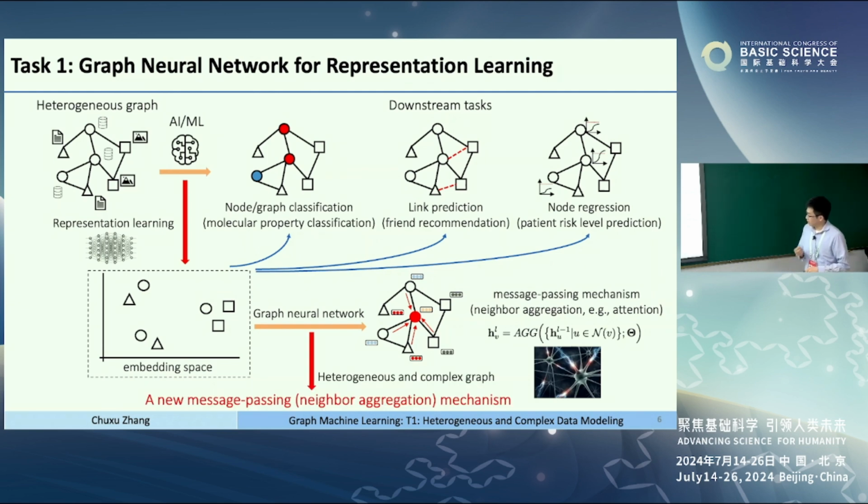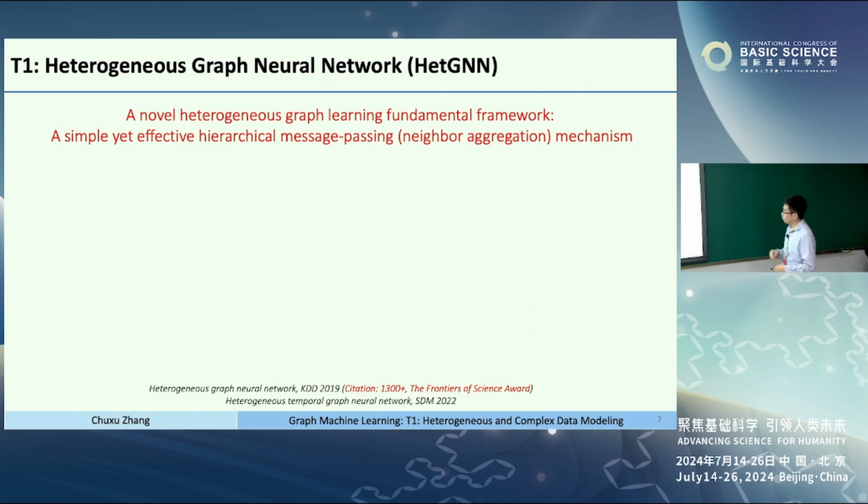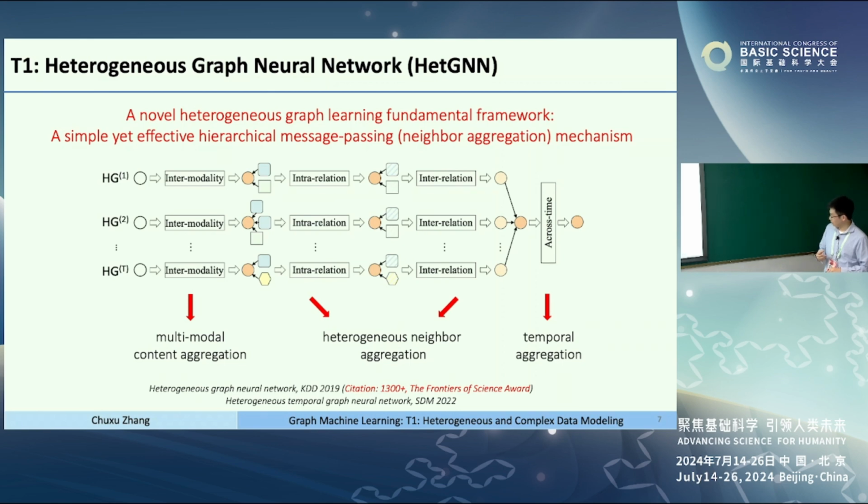Okay, but based on these complex heterogeneous structures, we need to build a new message passing mechanism that is able to handle the complex heterogeneous graph data. So we proposed one a few years ago, and that is the award-winning paper this year. It's called the Frontier of Science Award, right? Which has received 1,300 citations. It's called heterogeneous graph neural network. So 5 years ago, we built a model called the heterogeneous graph neural network model. So it's a novel heterogeneous graph learning foundation framework, right?